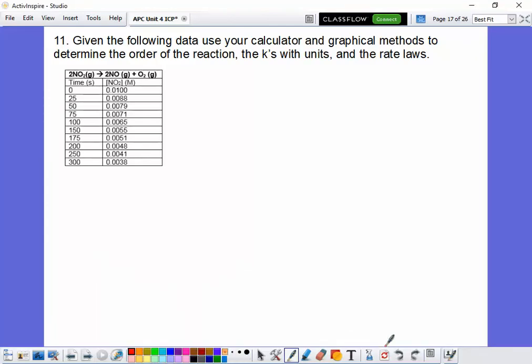All right, so now that you've had a chance to do this one, I'm not going to go through showing you how to plug it into the calculator, but what order did you figure out that this was? You should have figured out that it was second order. And remember, just saying second order is not enough. If this were an actual test question, it would say, what order of reaction is it, and justify your answer. So what do we need to say in addition to just second order?